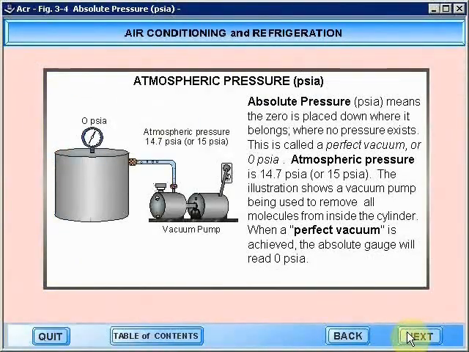Absolute pressure, or pounds per square inch absolute, means the zero is placed down where it belongs, where no pressure exists. This is called a perfect vacuum, or 0 psia. Atmospheric pressure is 14.7 psia, or 15 psia. The illustration shows a vacuum pump being used to remove all molecules from inside the cylinder. When a perfect vacuum is achieved, the absolute gauge will read 0 psi.